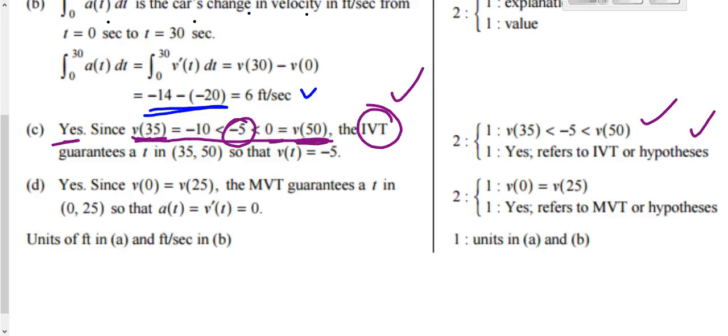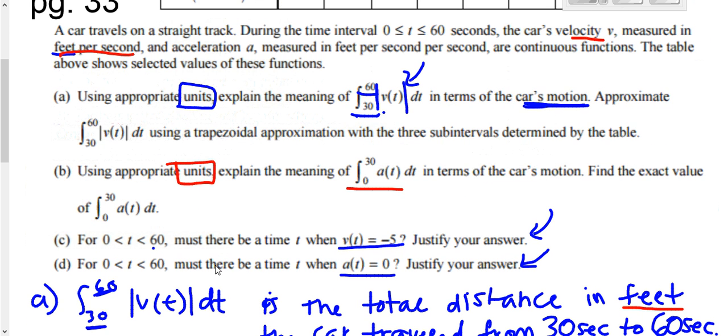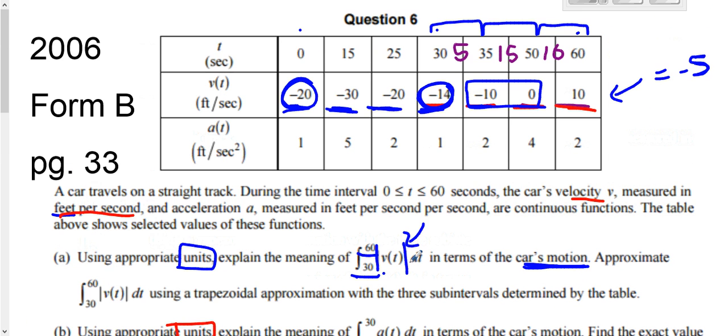Okay. So let's do part D. It's very similar. Part D: must there be a time when the acceleration equals 0? So now we want the acceleration down here to equal 0. Well, we want to think about this a little bit because I had a little bit of trouble with this, because it's going to be a little bit different than our velocity problem.